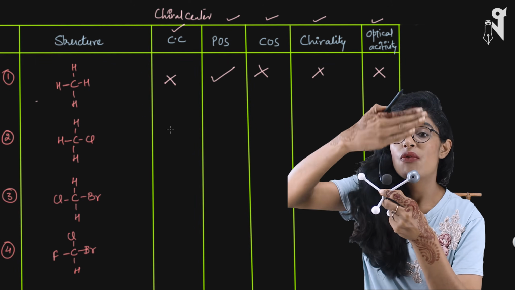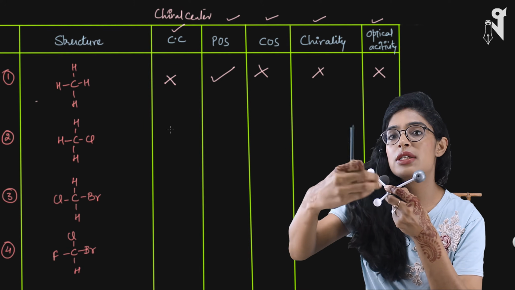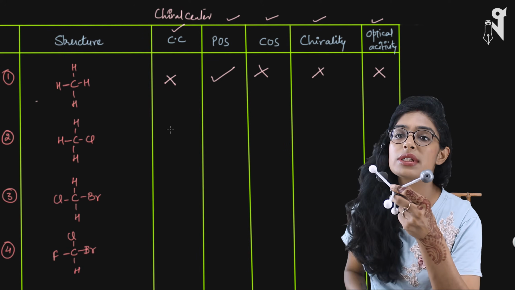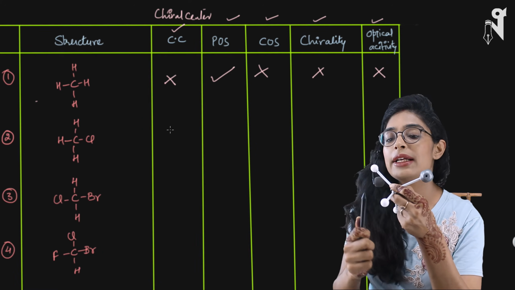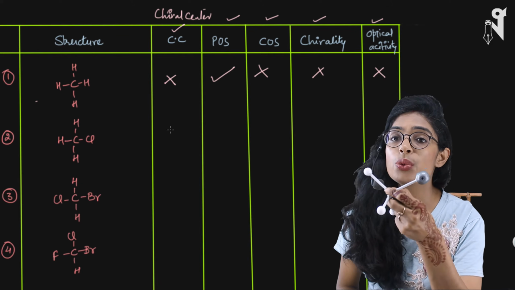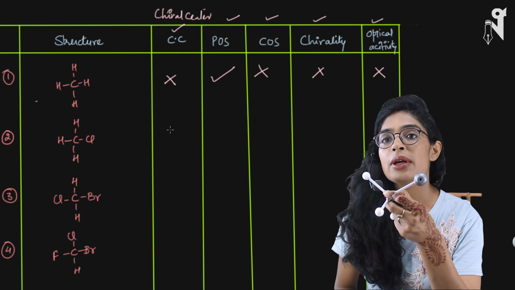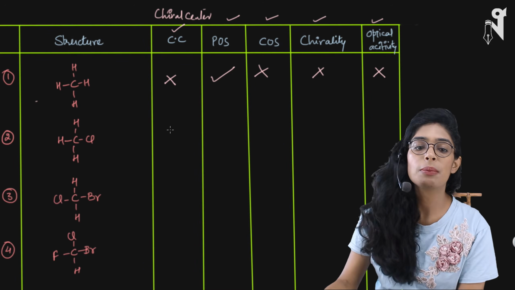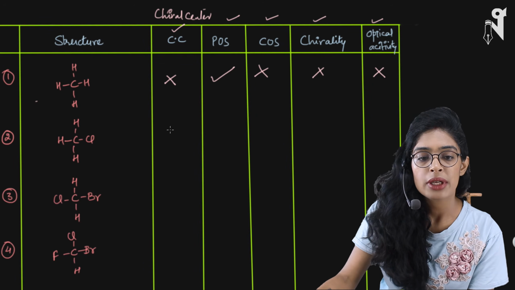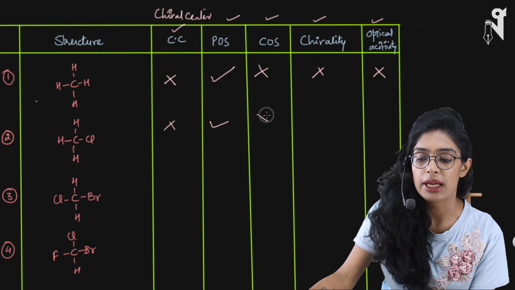So basically, when we are cutting it through this, these two atoms are dividing into half, whereas one hydrogen is coming this side and one hydrogen is coming this side, which are exactly mirror images of each other. Hence, we are getting two equal halves which are mirror images of each other, and it still possesses the POS. COS will not be present in this molecule as well. So POS is there, no COS, no chirality, no optical activity.